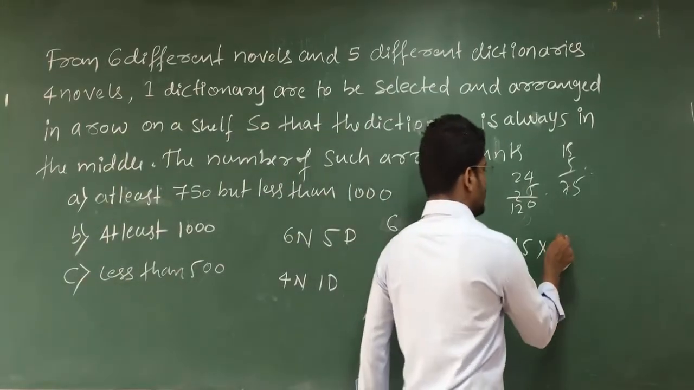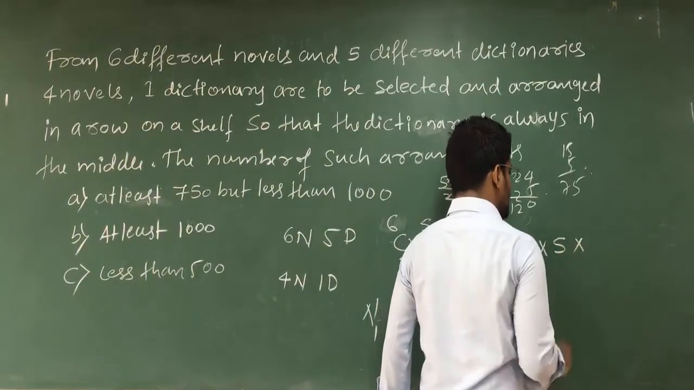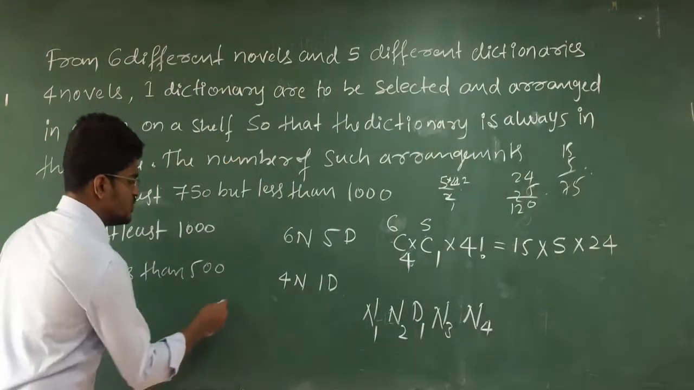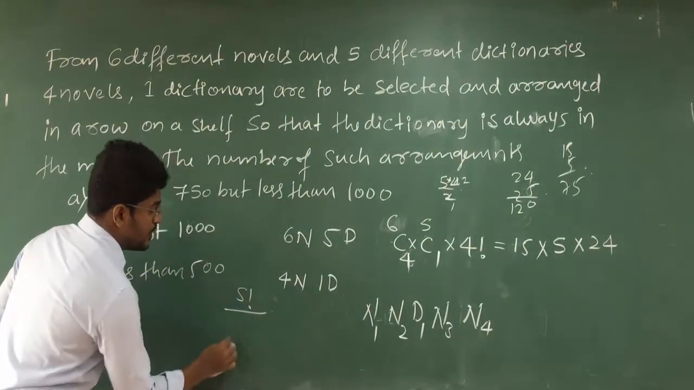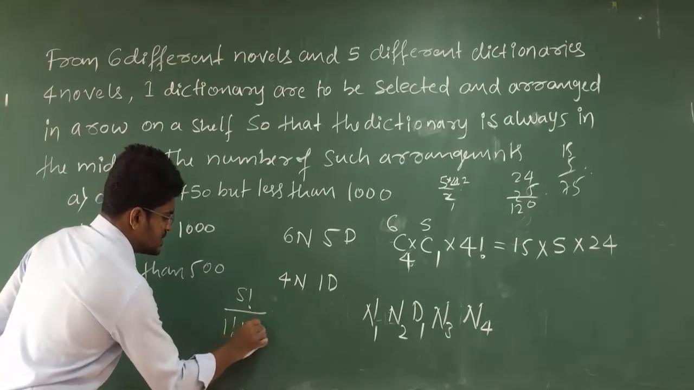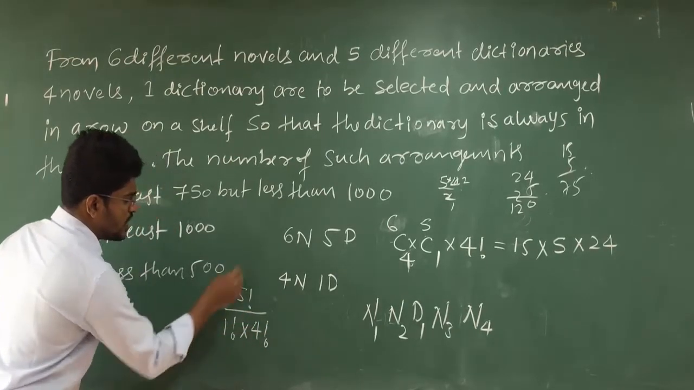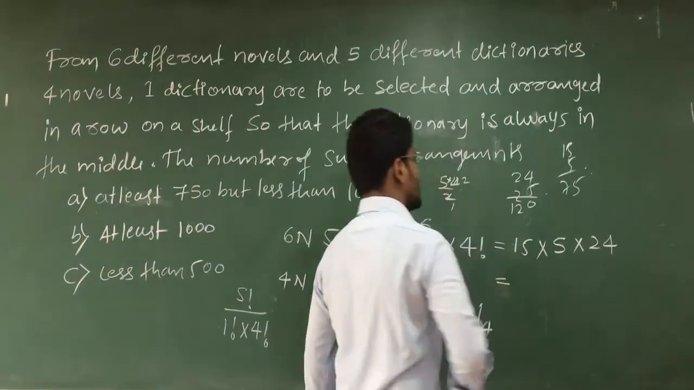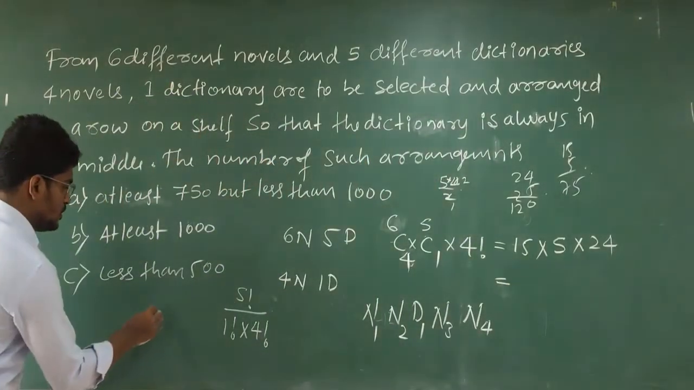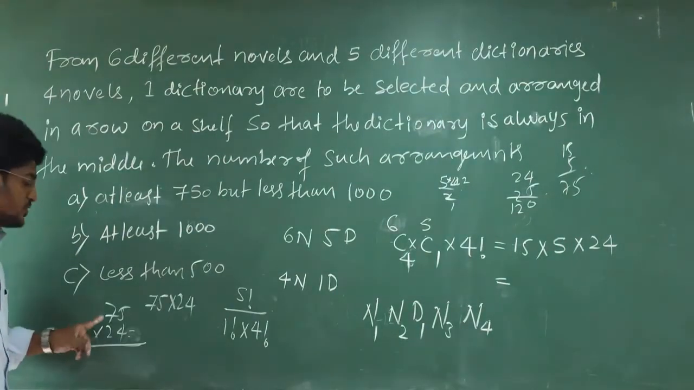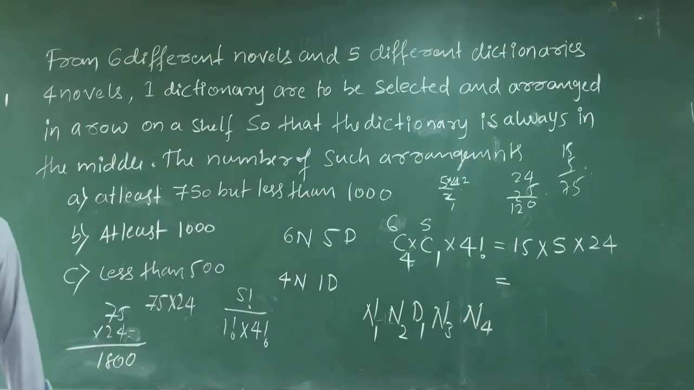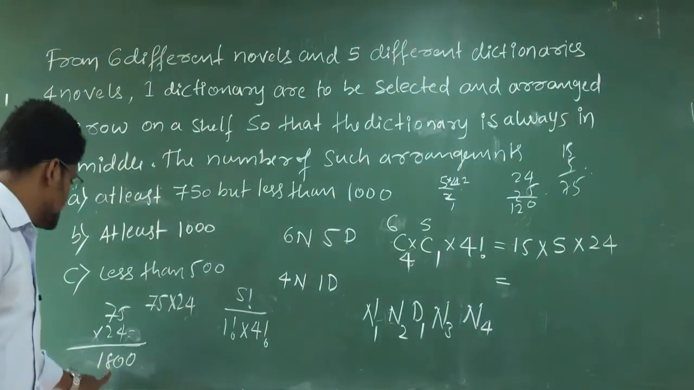Let us calculate 5C1. 5 factorial over 1 factorial into 4 factorial. The 4 factorials cancel, so it will be 5. So therefore this is going to be equal to 15 into 5 is 75, and 75 into 24 will be equal to 1800. That means 1800.